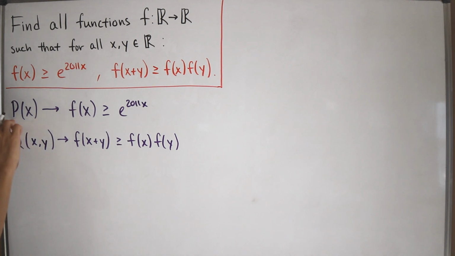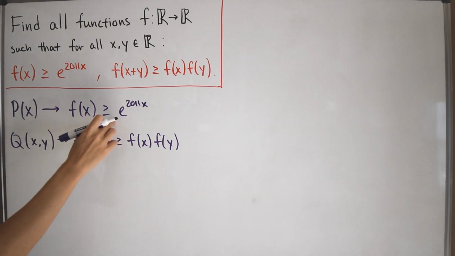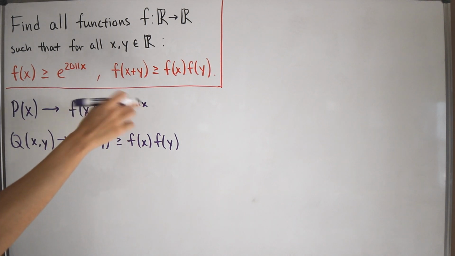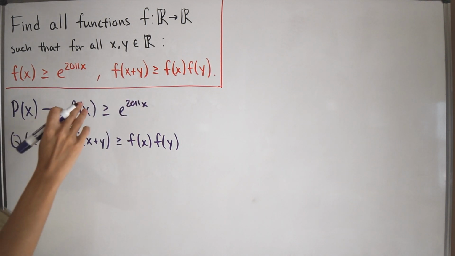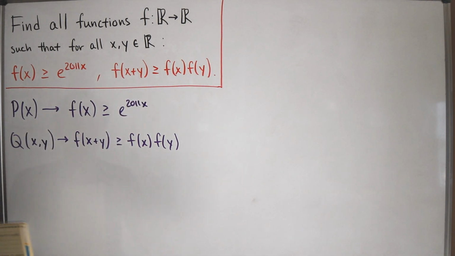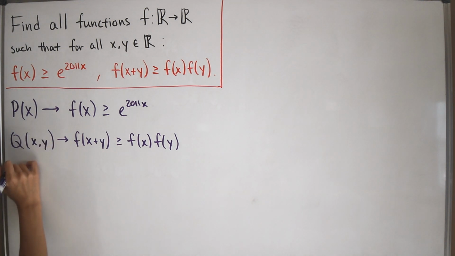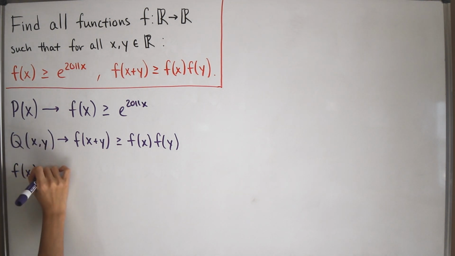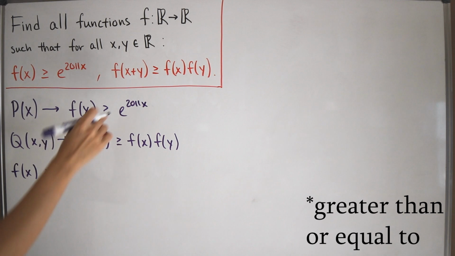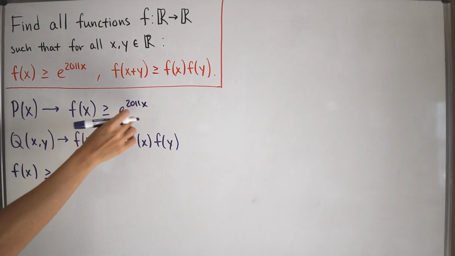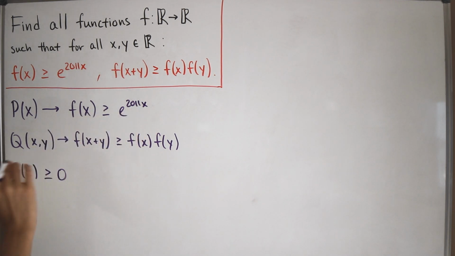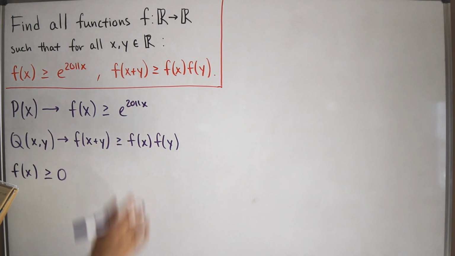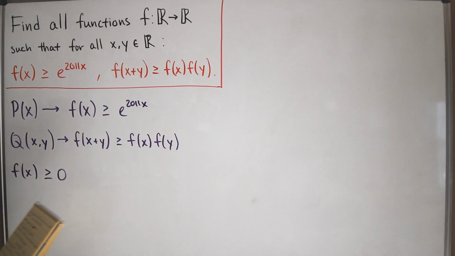Let's take a look at our p of x statement. f of x is greater than or equal to e to the 2011 times x. One thing to note, and I'm sure you can probably guess this as well, is that we can say f of x is greater than 0, mainly because the exponential function is always going to be positive. We'll come back to more details with that, but now let's go back to the q of x, y statement.